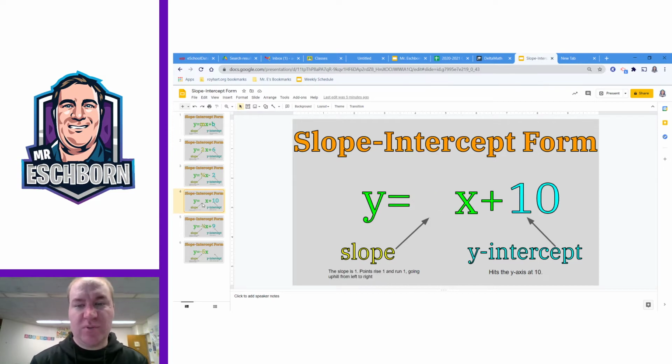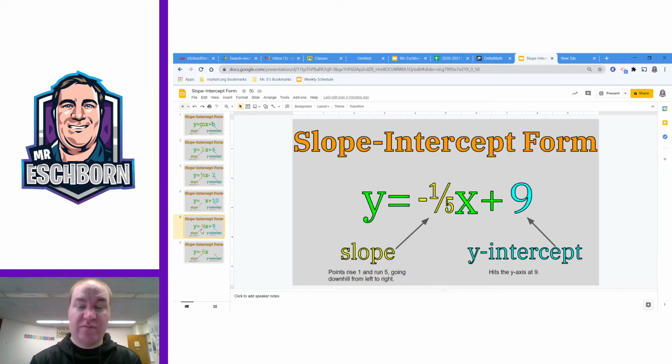This one doesn't have a number in front of the x, so the slope is 1, because remember, a number in front of a variable that's not written, it's invisible, is 1, right? If I put 2 there, then I know there's 2 x's. If I put 3 there, I know there's 3 x's. If I don't write a number there, that means there's 1 x. So this one has a slope of 1 and a y-intercept of 10.